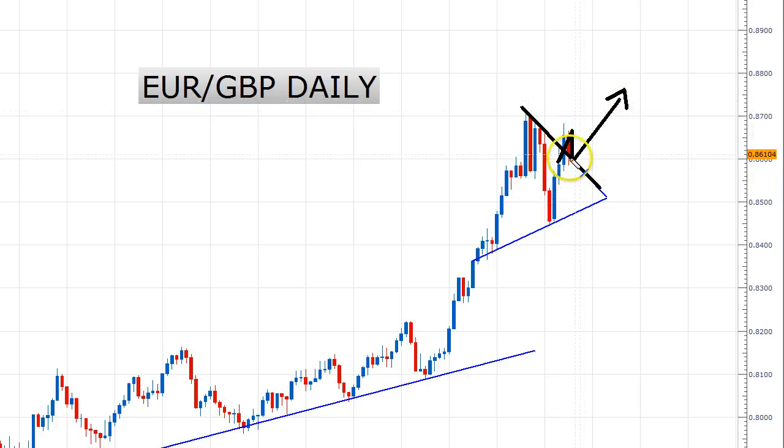Now, of course, there's the idea that it could be just a total fake out and a crash back through, and that's something to be concerned with anytime you're looking at breakout setups. But to me, so far, it looks like it could be just a nice retest of this 86 area and then a push right back higher. And so that's something that I want to keep a close eye on, this euro pound.